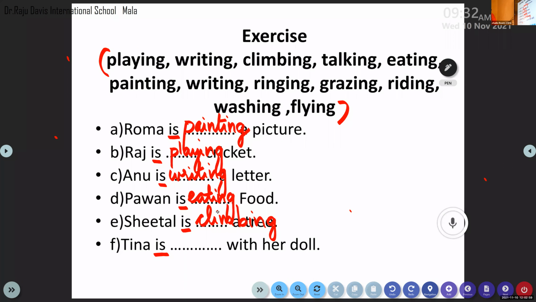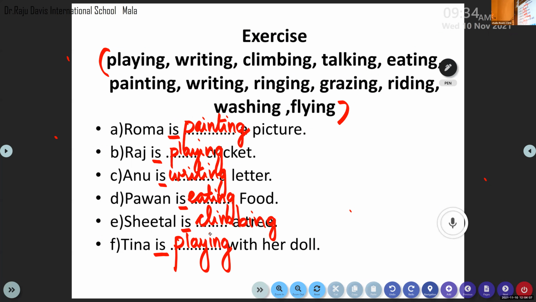Who's Redmi? Redmi, come on. Unmute it and please do say your name. Yes, all of you turn on your videos, my dear. Andrea, come on, unmute it. Andrea is there? Yes, ma'am. Yes, come on, read the question. Tina is playing with her doll. Okay. Tina is playing with her doll. Yes, very good.